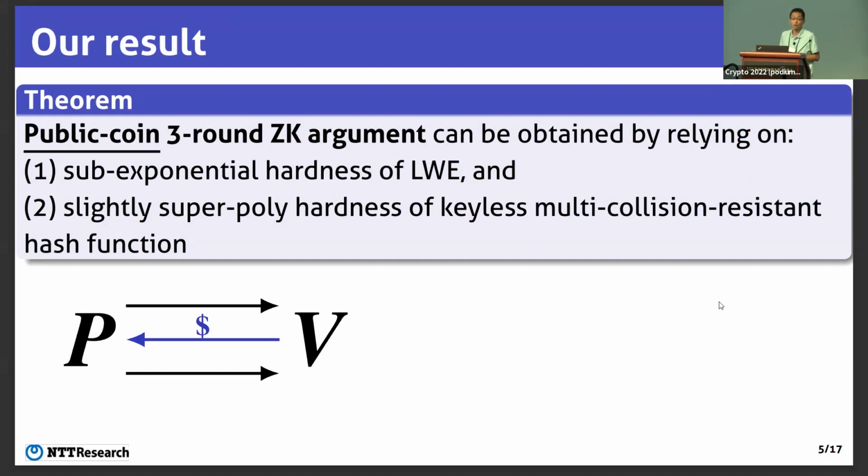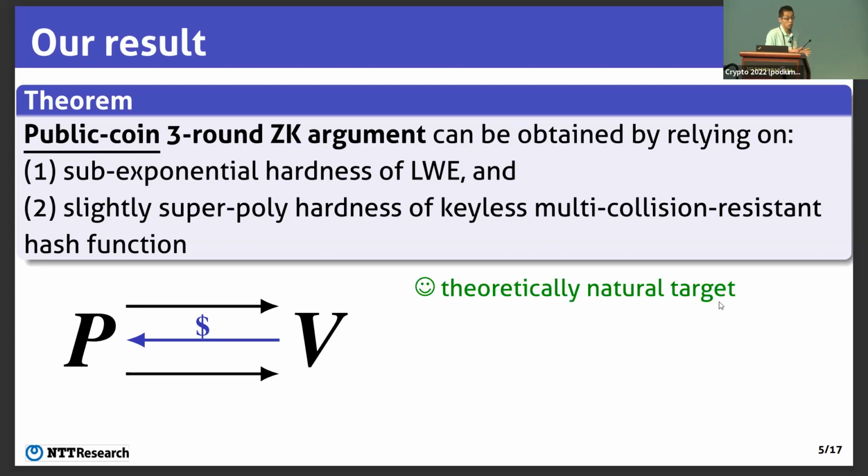Recall that a zero knowledge argument is called public-coin if the verifier only sends the outcome of coin tosses to the prover, and computes the final output deterministically from the transcript. Many of the well-known zero-knowledge protocols, such as GMW and Blum, are public-coin, but the protocol of Bitansky et al. that I explained in the previous slide is not public-coin. So public-coin 3-round zero knowledge is a theoretically very natural target, and this result gives a positive answer to this question.